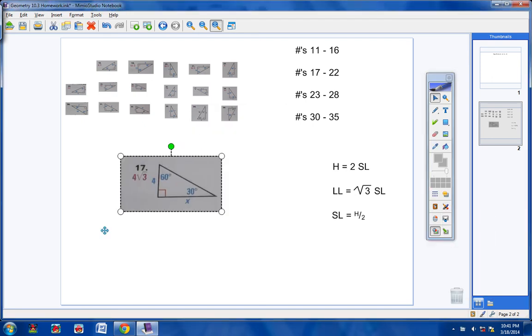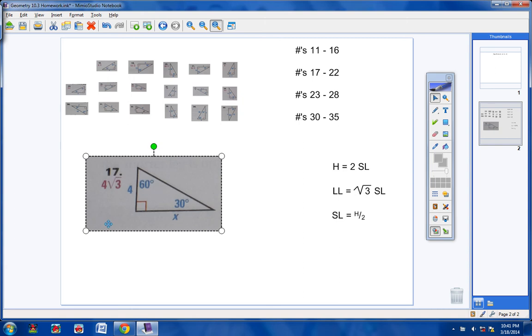Okay, students, let's take a look at number 17. The directions again say to find the length of the longer leg. So let's label all of our sides very quickly. Here's your right angle, so go straight across. This is your hypotenuse. Here's 30, go straight across. This is your shorter leg. And then, of course, 60, here's your longer leg.